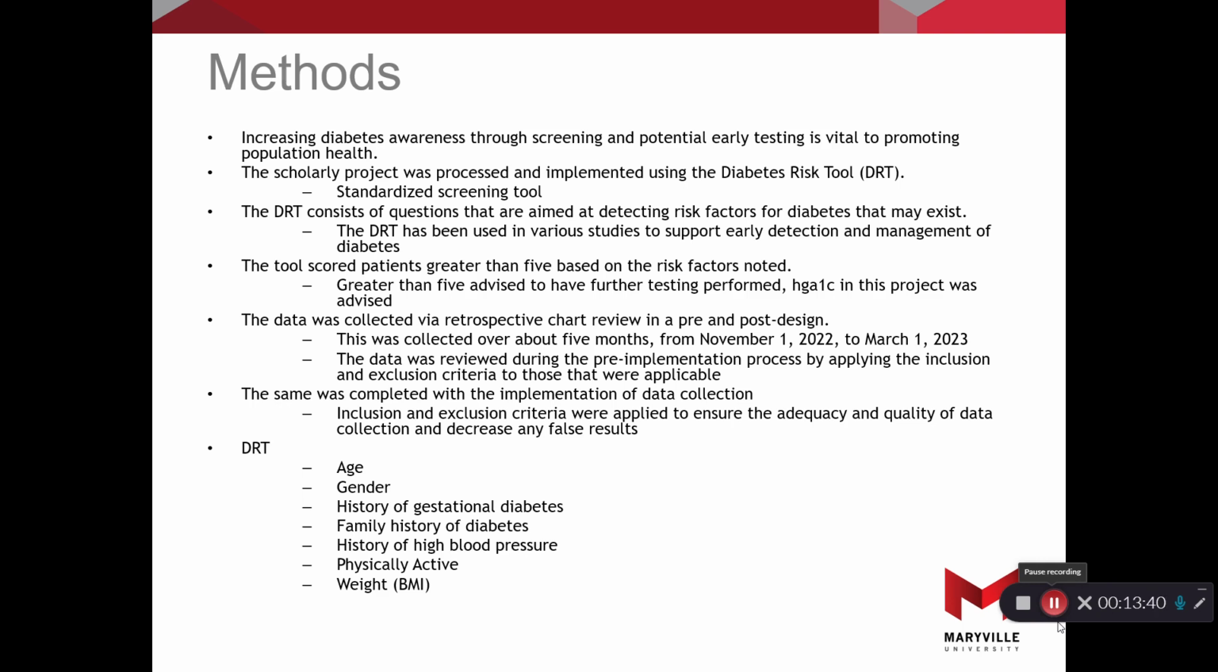So the data was collected via retrospective chart review and a pre and post design. So it was collected over about 5 months from November 1st, 2022 to March 1st, 2023. The data was reviewed during the pre-implementation process by applying the inclusion and exclusion criteria to those that were applicable, which we'll discuss here in a little bit, and the same was completed with the implementation of the data collection. Inclusion and exclusion criteria were applied to ensure the adequacy and quality of the data collection and decrease any false results. Again, briefly summarizing the DRT, which consisted of age, gender, personal history of gestational diabetes, family history of diabetes, personal history of high blood pressure, physically active, and BMI.